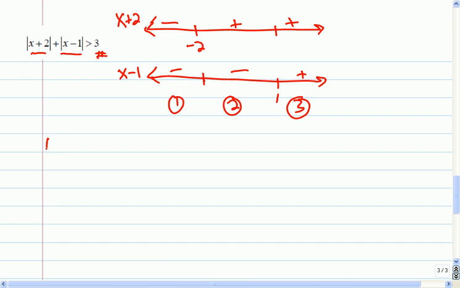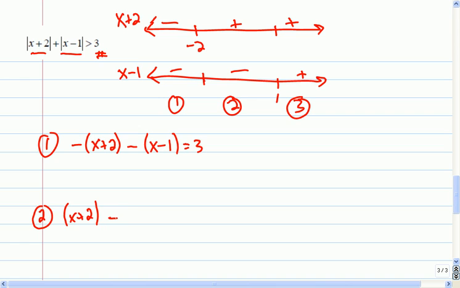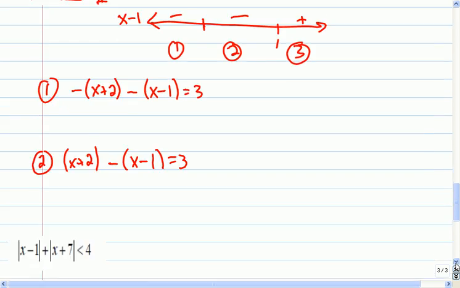So in region number 1, both are negative, so it's going to be negative x plus 2 minus x minus 1 equals 3. For region number 2, it says that x plus 2 is positive, and subtract this. And in the third region, they're both positive, so I would end up with, for my third, I'd have x plus 2 plus x minus 1 equals 3.